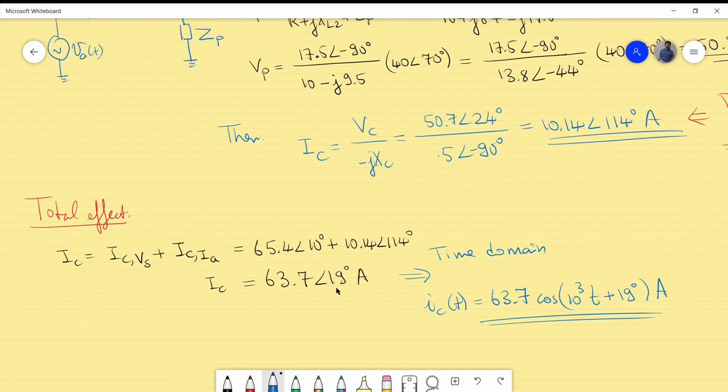Okay, so this is actually your second example about the superposition principle using for the RLC circuit.